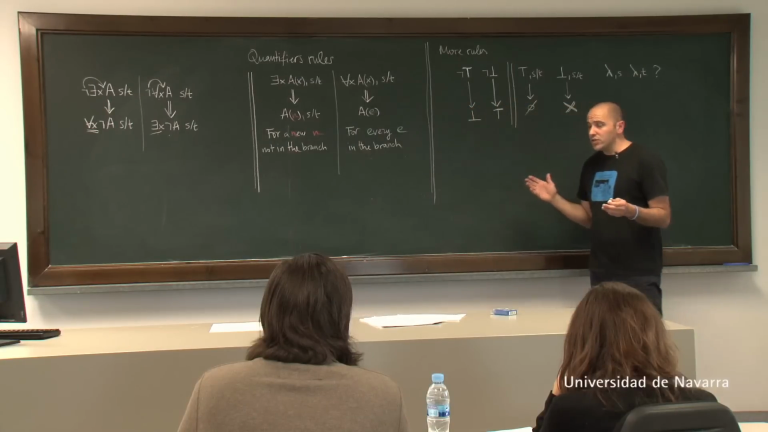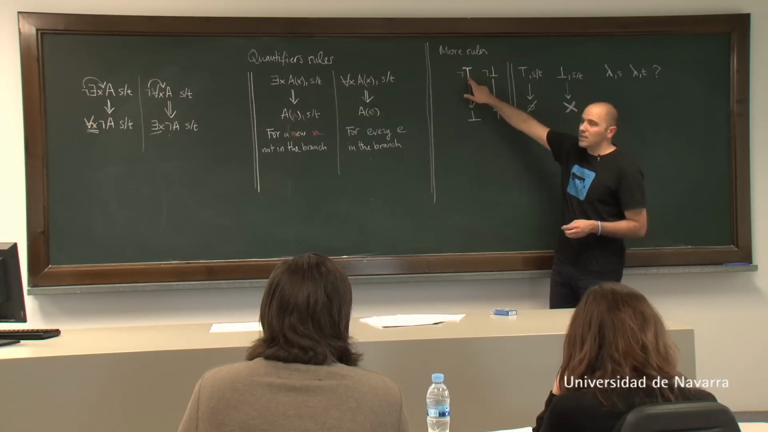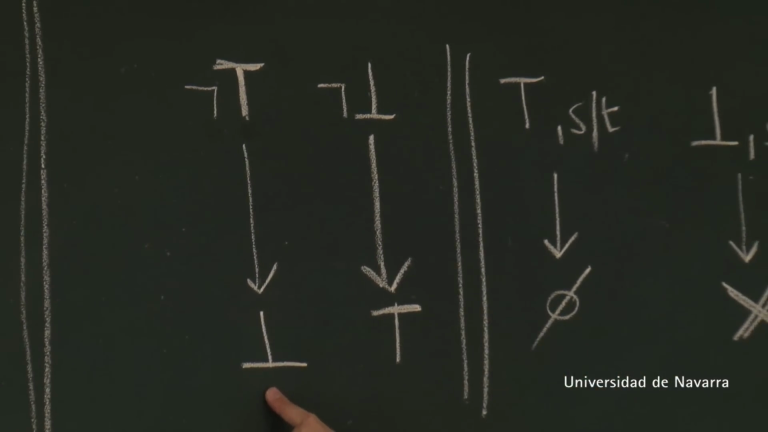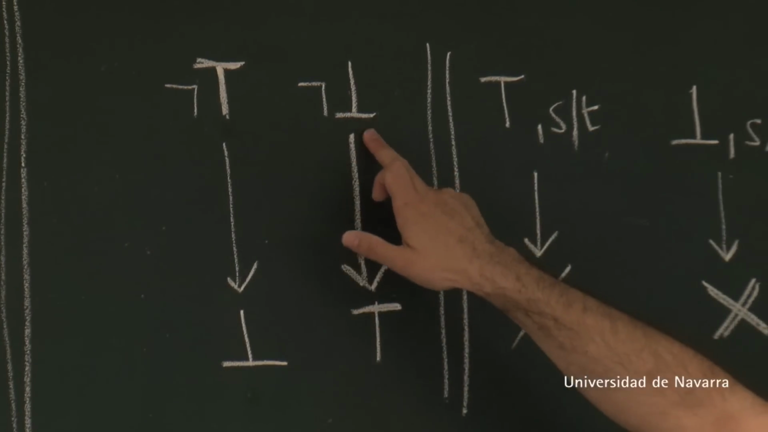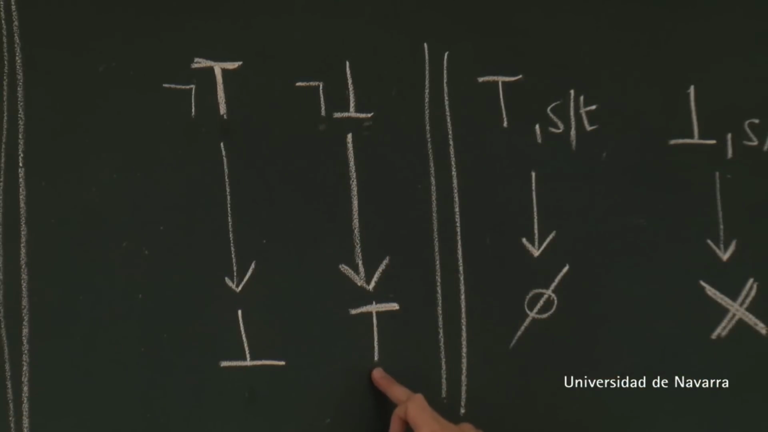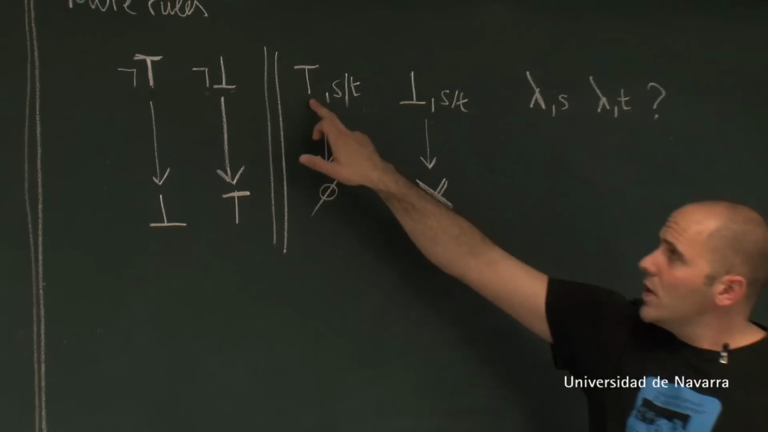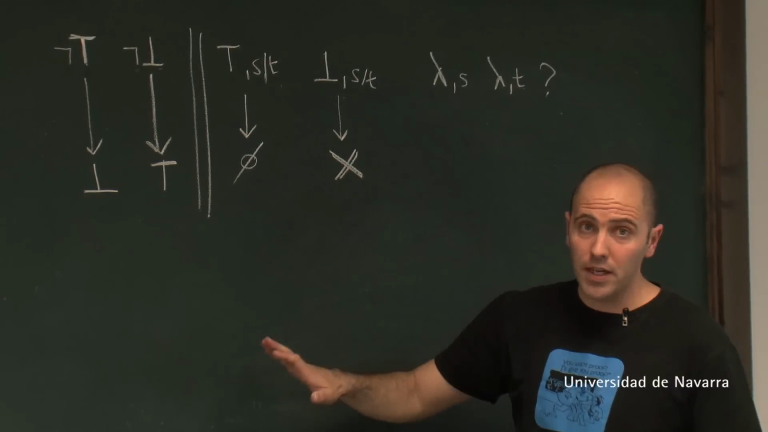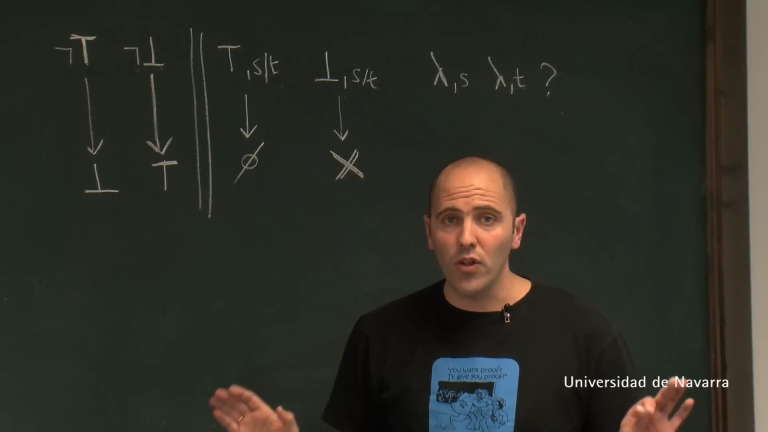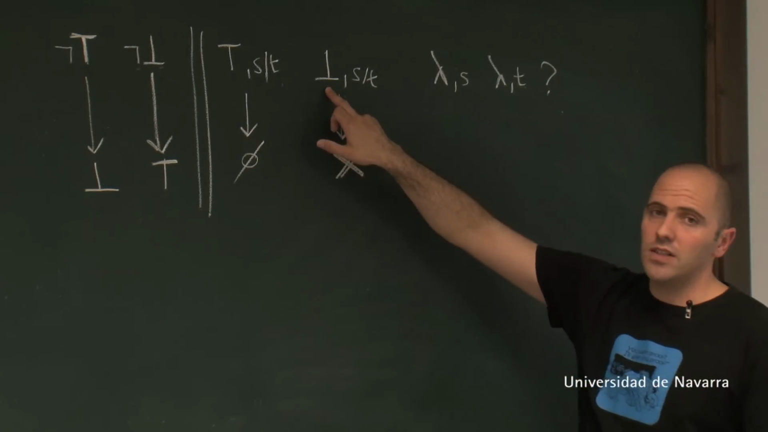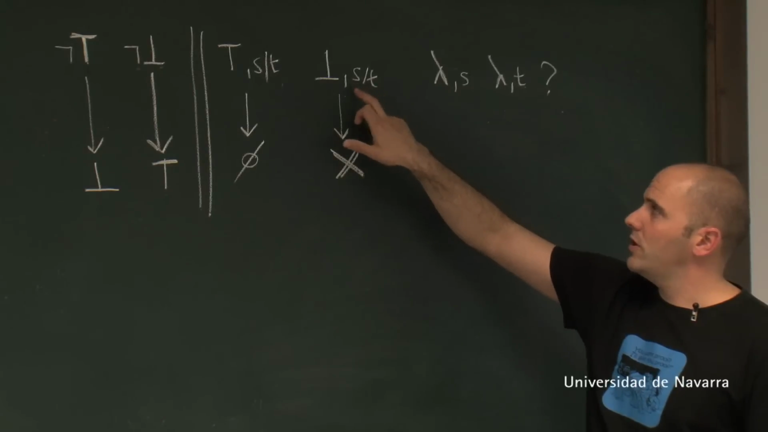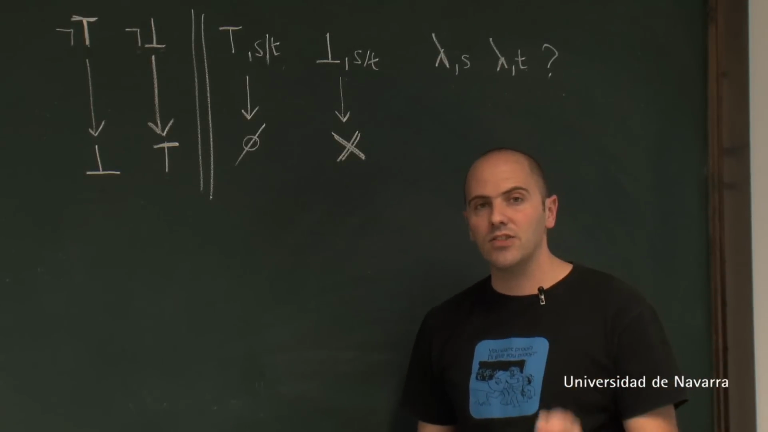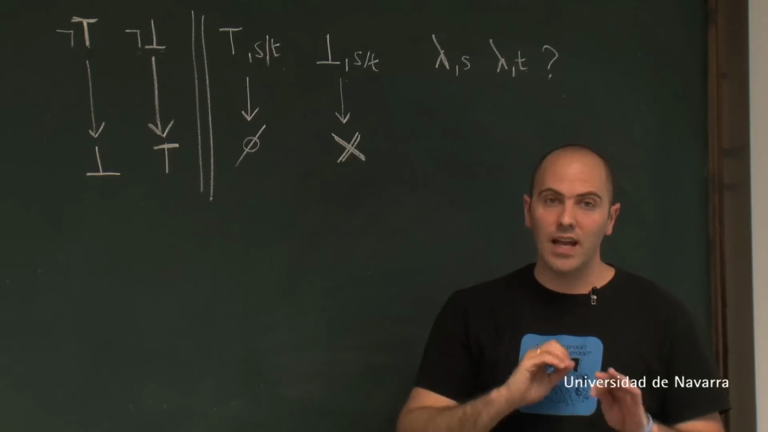Okay, so the other rules are quite easy. If you've got the verum, the constant that is always true, and you've got it negated, you change it by the constant that is always false, reasonable. If you've got the constant that is always false negated, then you change it by this, right? If you've got this constant and you are checking for either strict or tolerant satisfaction, then you should do nothing, because this is satisfied in any model whatsoever. If you've got the falsum, checking for strict or tolerant satisfaction, then you should close the branch, because this is neither strictly nor tolerantly satisfied in any model whatsoever. This closes the branch automatically.